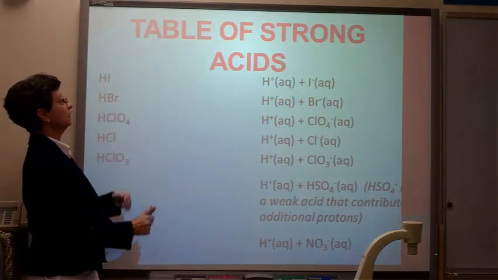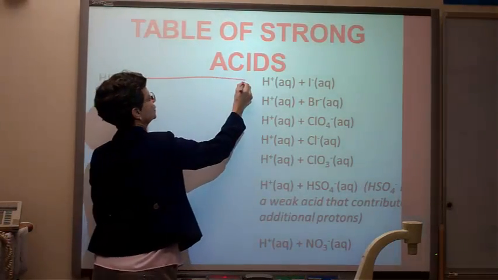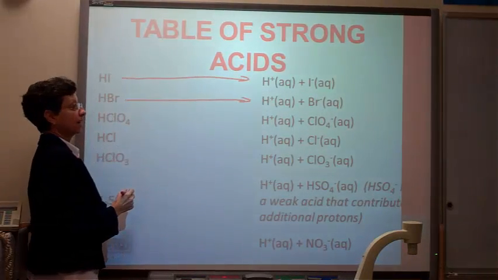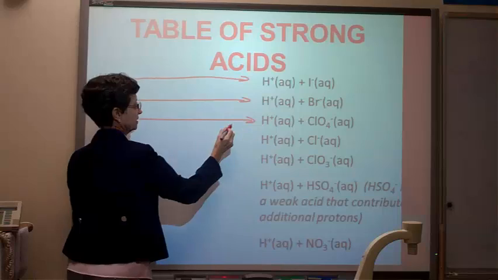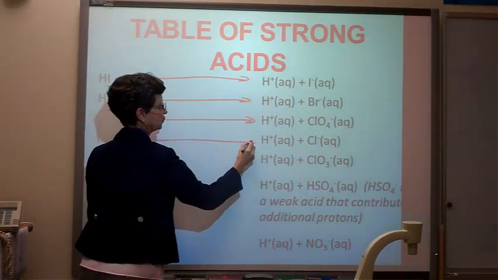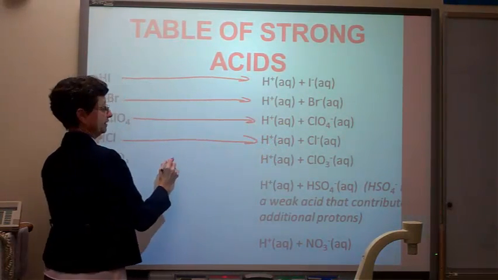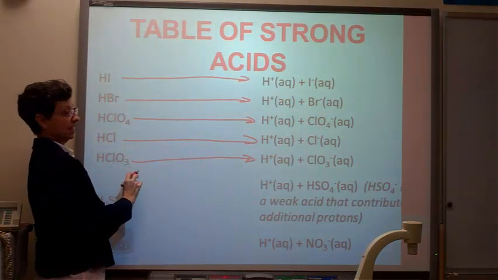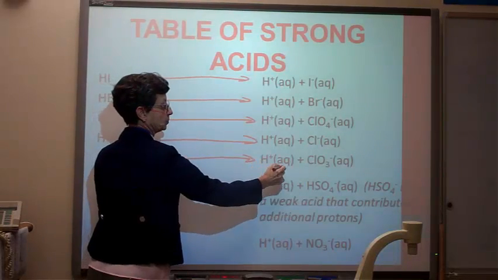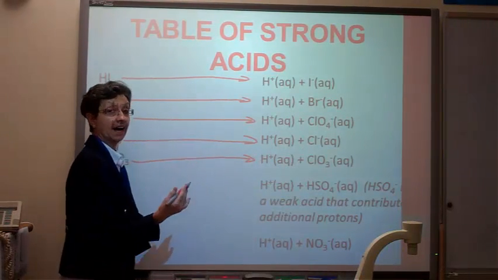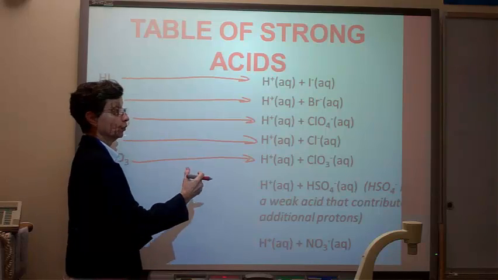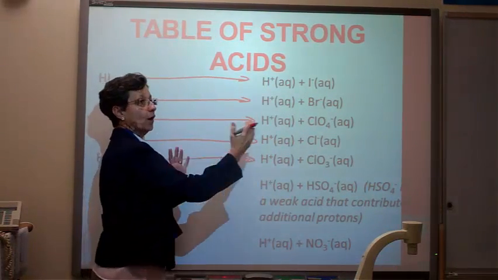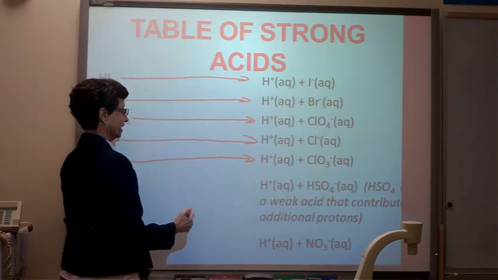What does that mean? Well, this is the dissociation that I am showing you. This is the way the reaction goes. And the next one, and notice HCl, this is what I just showed you, the dissociation of the ions. Notice HClO3 dissociates into H+ and the ClO3- ion, the polyatomic ion. So remember your polyatomic ions, the hydrogen will dissociate away from the polyatomic ion.